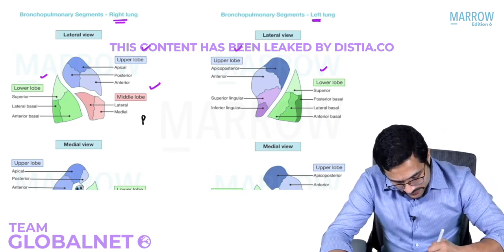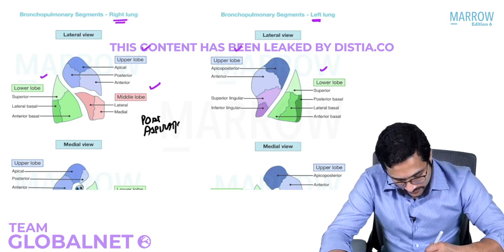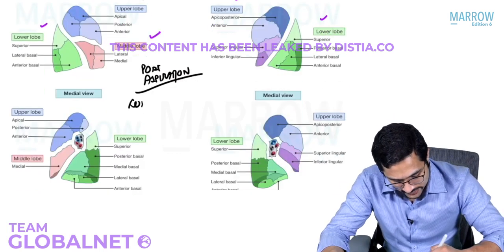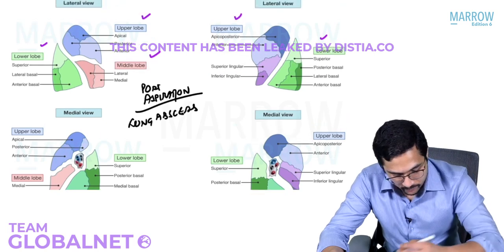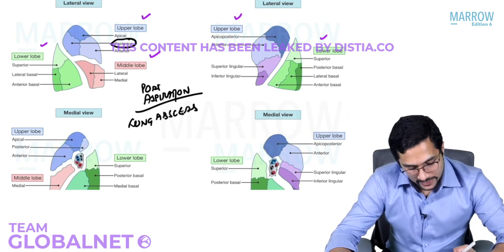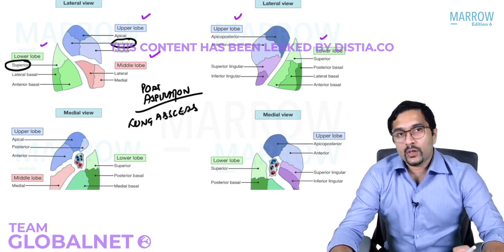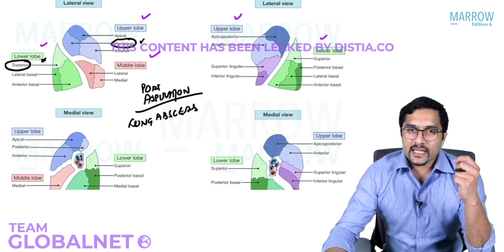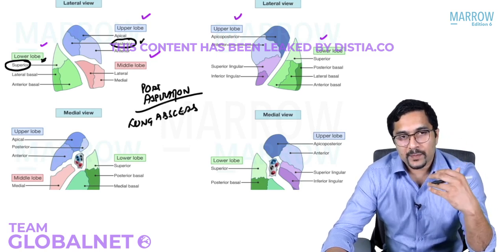So post aspiration, lung abscesses are common. Post aspiration, lung abscess is common in the posterior part of the upper lobe of the right lung and the apical part of the lower lobe of the right lung. So 2 segments can commonly get involved with lung abscess when there's aspiration.